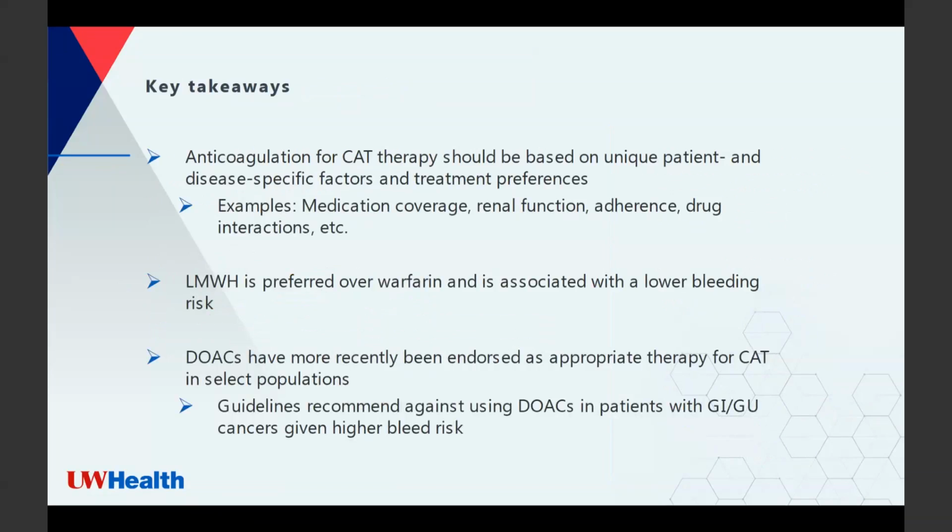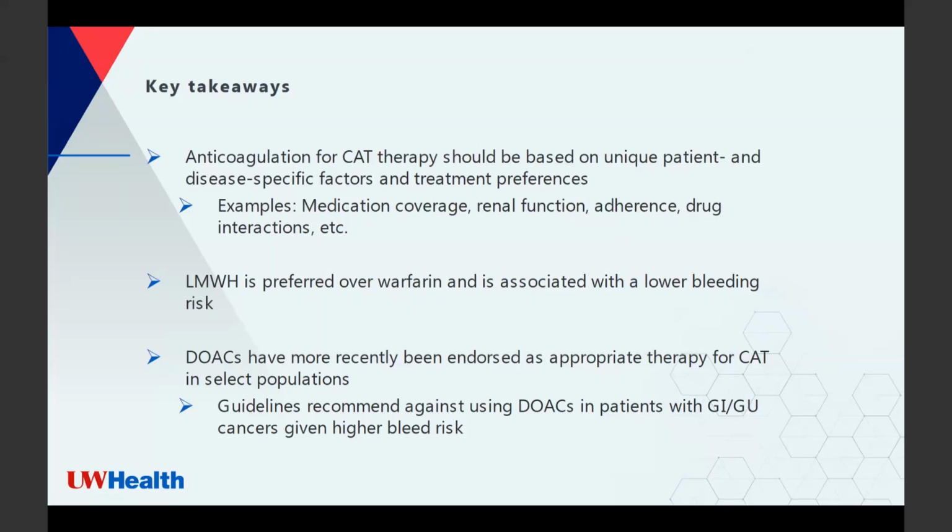So some key takeaways: anticoagulation for cancer-associated thrombosis therapy should be based on unique patient-specific factors such as labs, disease-specific factors such as primary tumor type, and treatment preferences such as strong preferences to not give daily sub-Q injections. Other examples for considerations include medication coverage, renal function, adherence, and drug interactions.